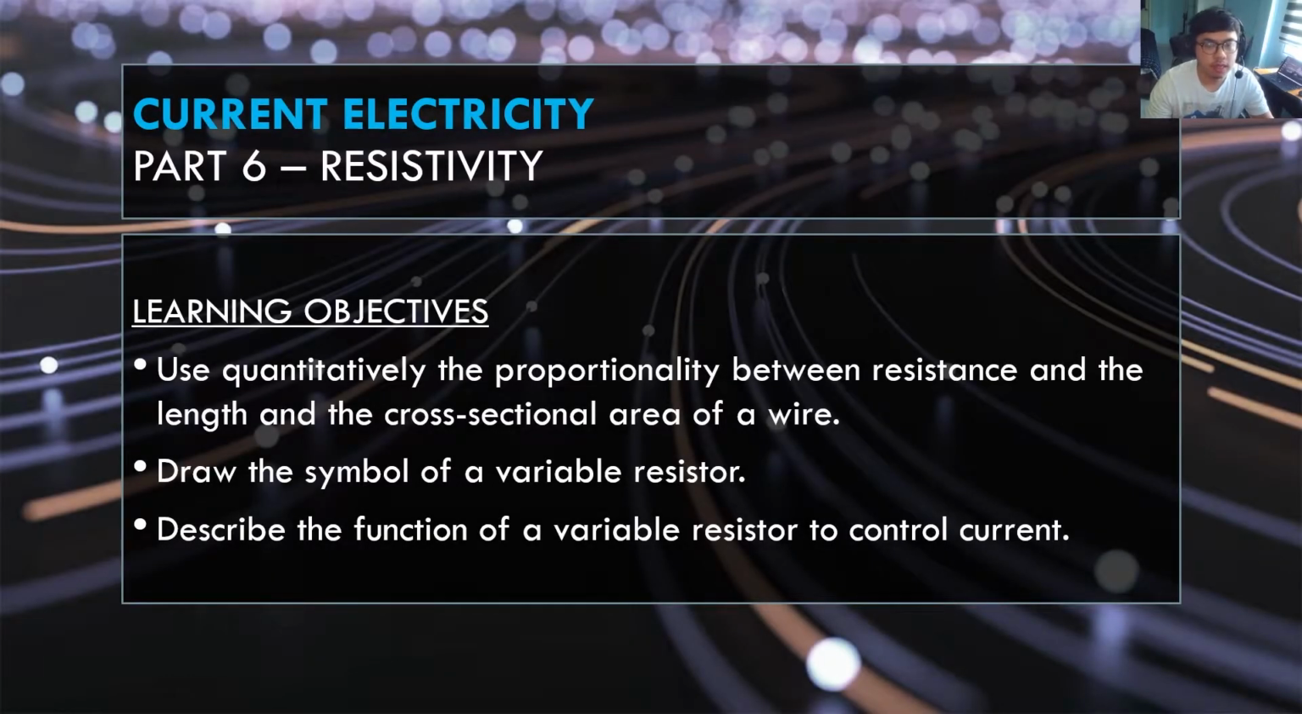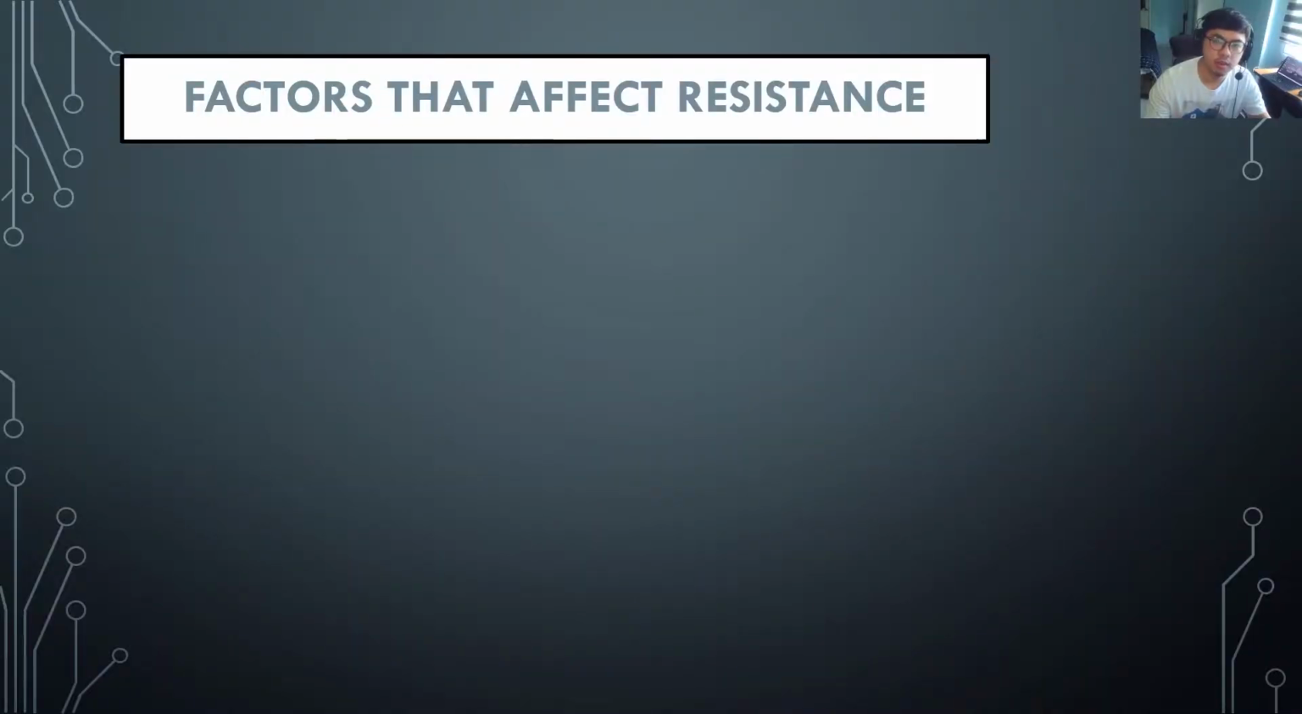Hello class, for part 6, we're going to look at something that's called resistivity. Last time you learned that objects, especially electrical objects, have something that's called resistance. And resistance is an object's resistance to the flow of current. If there is a lot of resistance, then there will not be a lot of current flowing. If there is low resistance, then there will be a lot of current flowing.